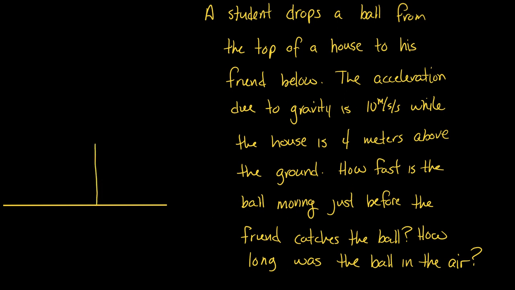Student drops the ball from the top of his house to his friend below. So student here, ball, friend. That is a perfect representation, right? 4 meters. I want to know how fast is the ball going just before the friend catches it, and how long does the ball spend in the air?